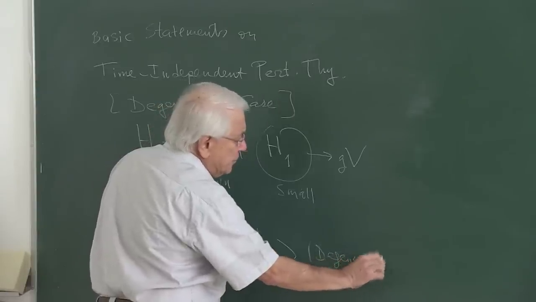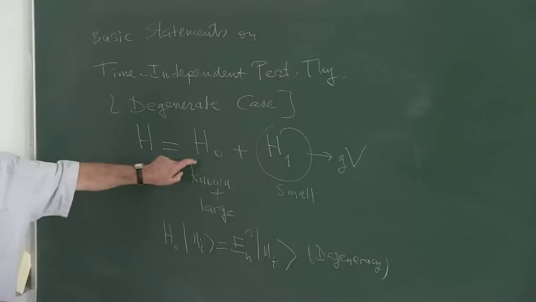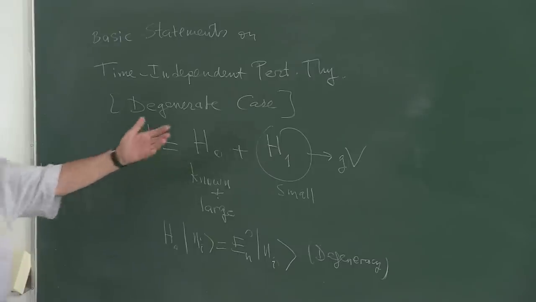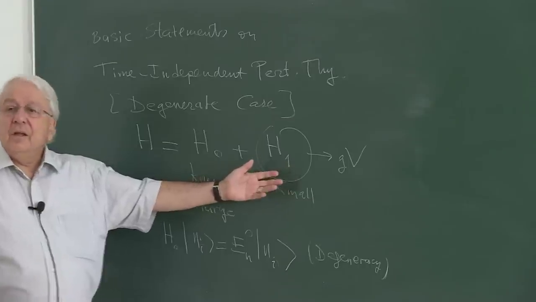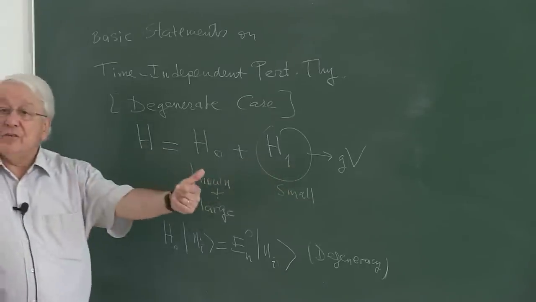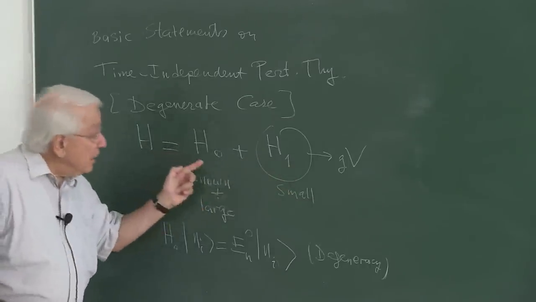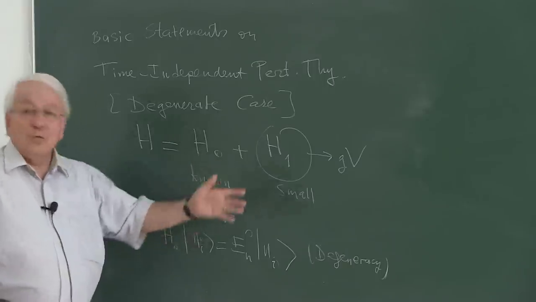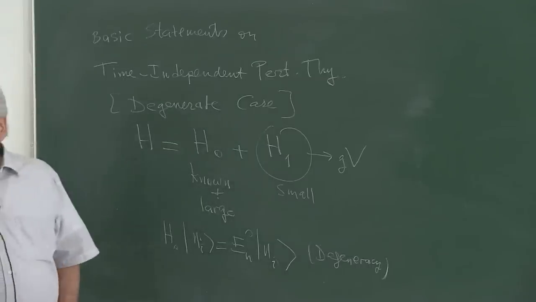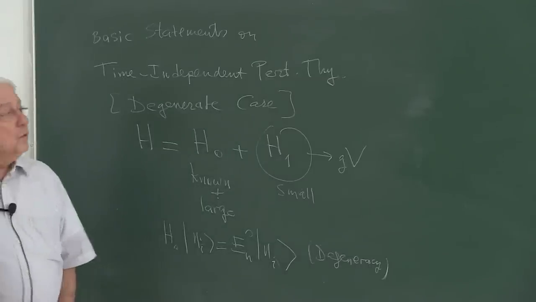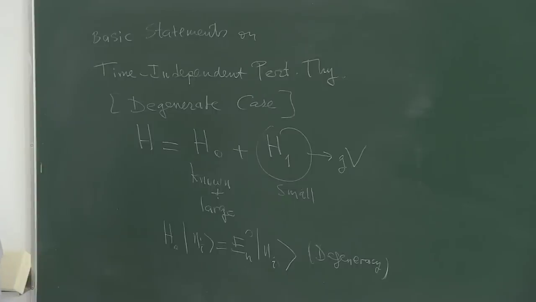Notice that degeneracy is a property associated with the known part. And so what you're really doing by working this perturbation theory is to see the effect of this H1 through the corrections. It's going to lead to the energy eigenvalues and energy eigenstates of this one. And you also investigate the fate of the degeneracy, what happens to the degenerate levels, in a sense. So I can now summarize those basic statements.